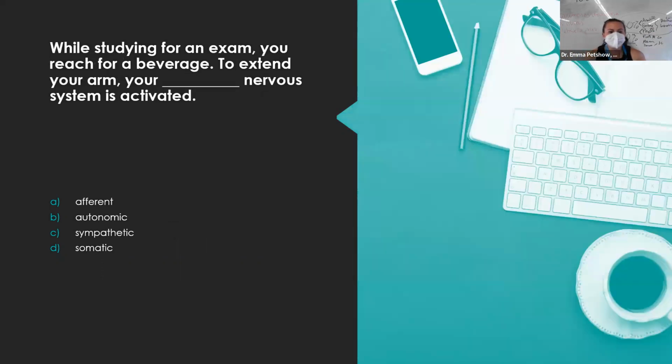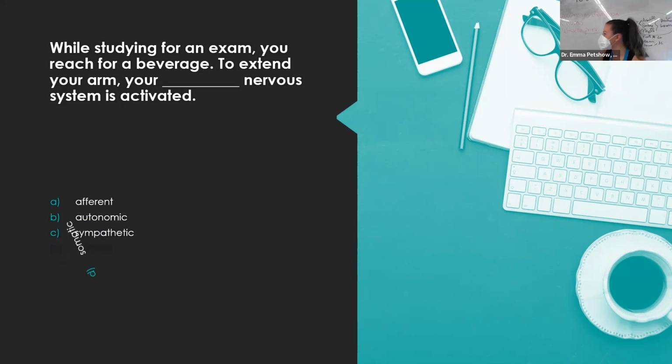All right, while studying for an exam, you reach for a beverage. To extend your arm, your what nervous system is activated? Your afferent, your autonomic, your sympathetic, or your somatic? Which part of the nervous system is under voluntary control would be another way to ask this question. Afferent, autonomic, sympathetic, or somatic? Seeing some right answers. Awesome.